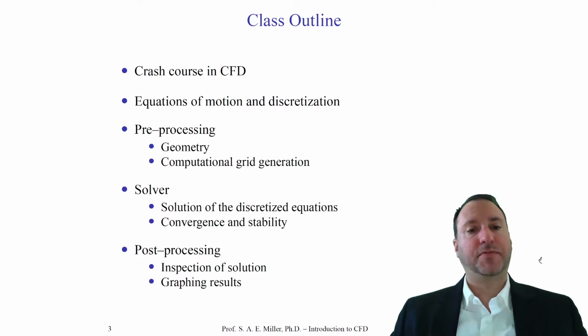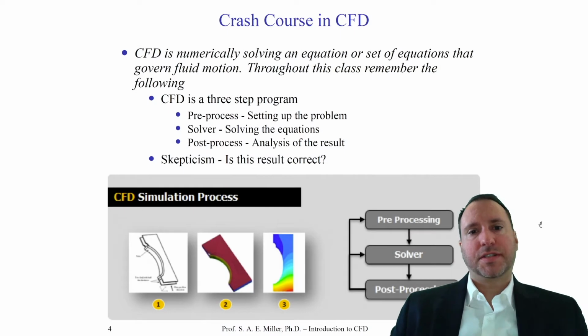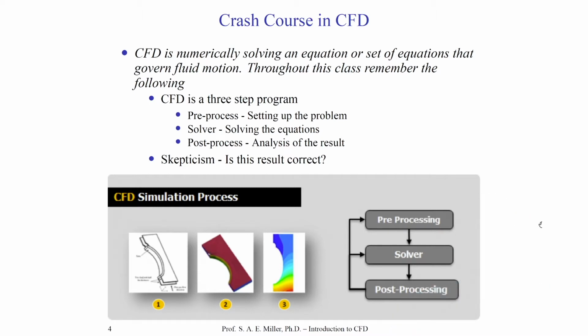And there's many types of graphs, which we'll be looking at in this class. There's lines, there's scatters, there's contours, there's isosurfaces, animations, and we'll look at those in this class too. Crash course in CFD. This slide shows the most basic CFD process. The figure in the lower part of the slide is adapted from the STAR solver, and it shows the three major steps from their perspective.